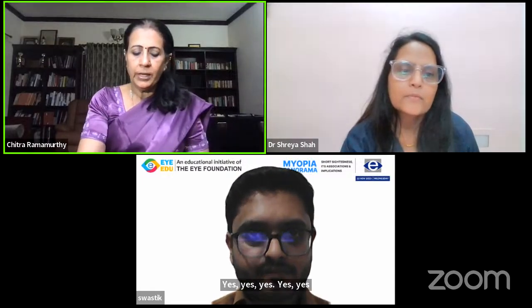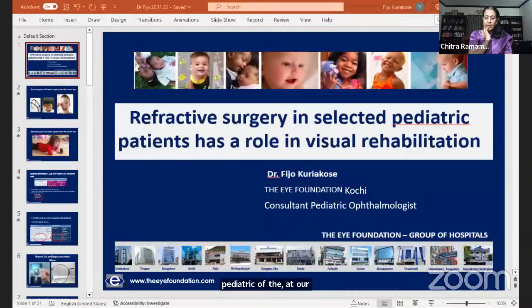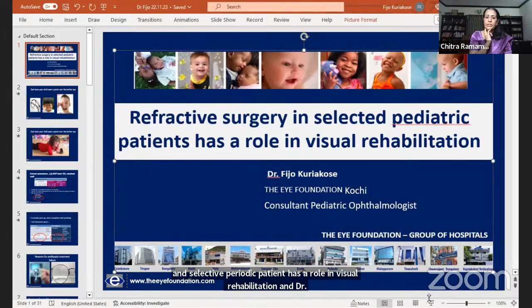We go on to the last segment, and I know you have been patient for a very long time. We have Dr. Fijio Kuriakos, who's a consultant pediatric ophthalmology at our Eye Foundation, Kochi, and Dr. Shamika, who's a consultant cataract pediatric and neuro-ophthalmology from the Eye Foundation, Tirupur. So Dr. Fijio is going to say that refractive surgery in selected pediatric patients has a role in visual rehabilitation, and Dr. Shamika is going to say that it has no role in visual rehabilitation. So on to you, Dr. Fijo.